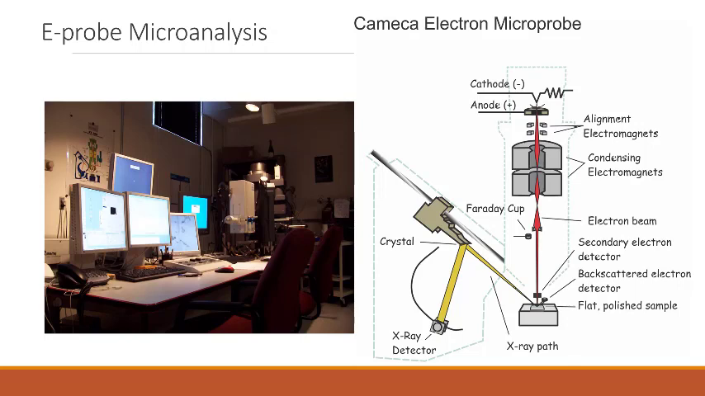So by generating X-rays in a very small volume of our sample, we're able to send them through a crystal of a known d spacing, which can then be targeted at an X-ray detector, and we can look again for the characteristic radiation for individual elements of interest. This is the more common technique used for characterizing mineral compositions in a quantitative fashion.